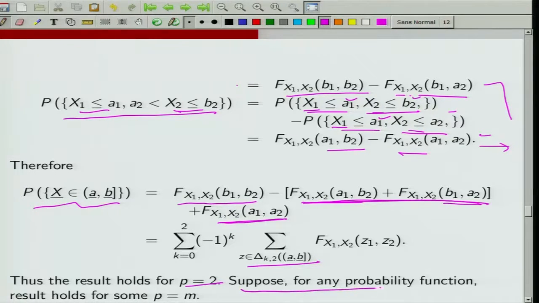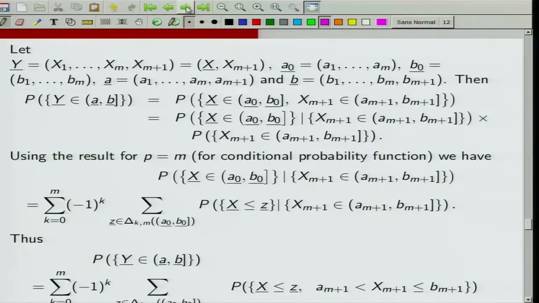Assume that the result holds for any probability function for p is equal to m. So, using this I will prove the result for p is equal to m plus 1. To do that I will have to consider the m plus 1 random variables X1, X2, ..., Xm+1. So, let us denote this vector by vector Y, which is nothing but vector X, which is X1, X2, ..., Xm, and Xm+1. Similarly, denote a0 as a1, a2, ..., am, b0 as b1, b2, ..., bm. A is a1, a2, ..., am and am+1. So, that means a in a sense is nothing but a0 comma am+1.